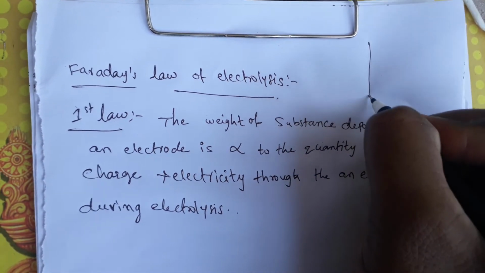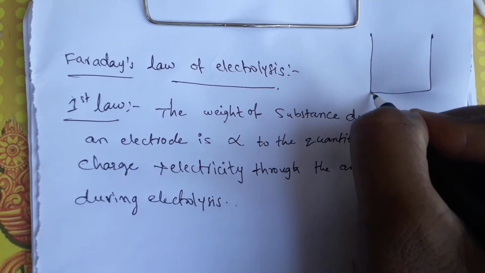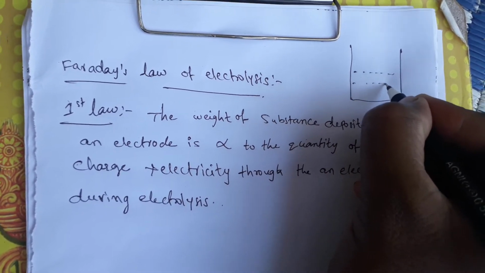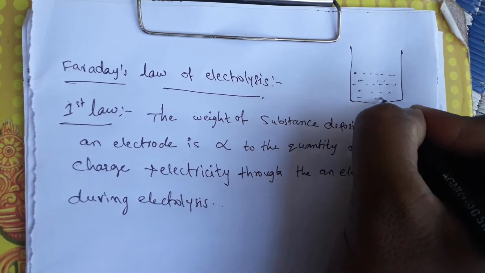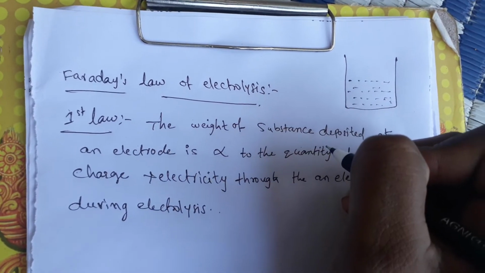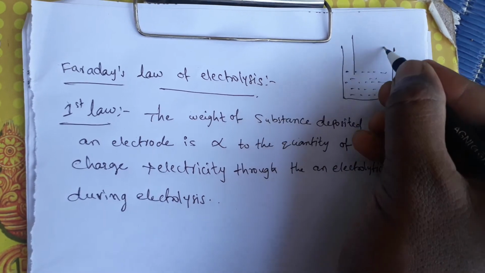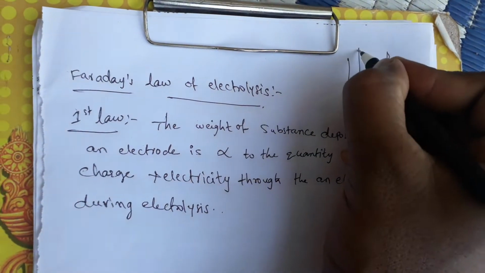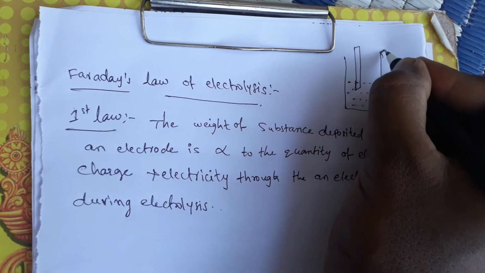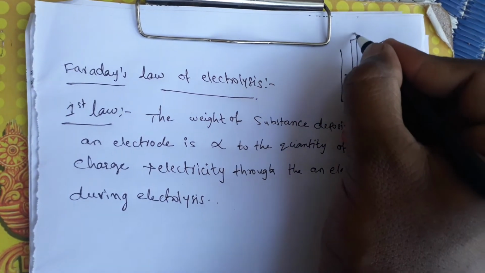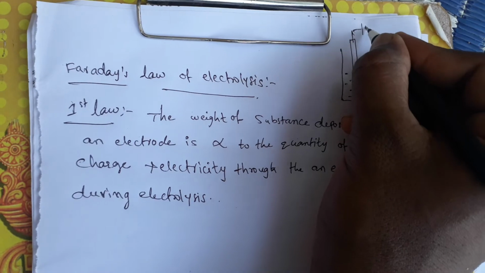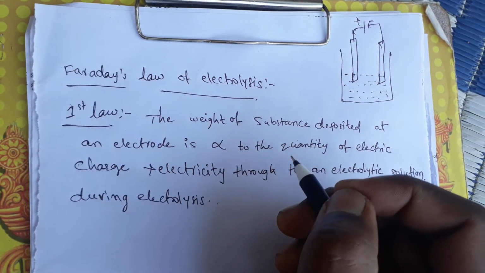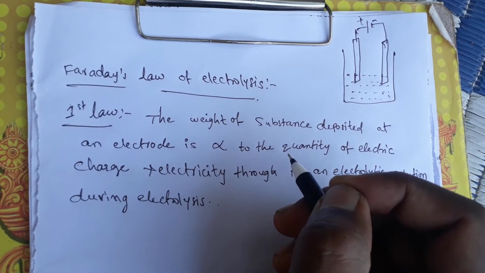What is the meaning of this? If you take a beaker and put some electrolyte into it, which may be in aqueous or fused state, there are some electrodes present. The electrodes have a positive and a negative sign, so positive and negative signs are present at the anode and cathode.